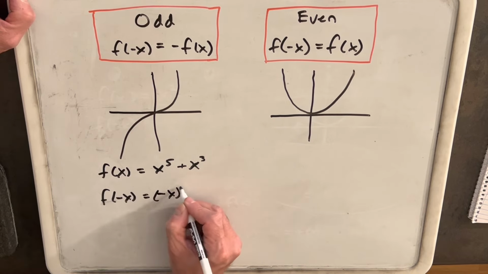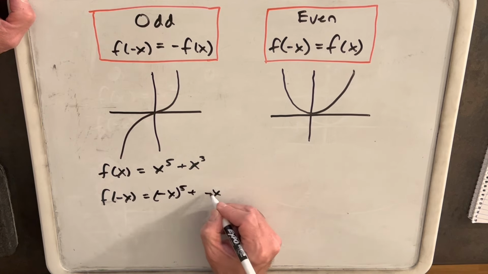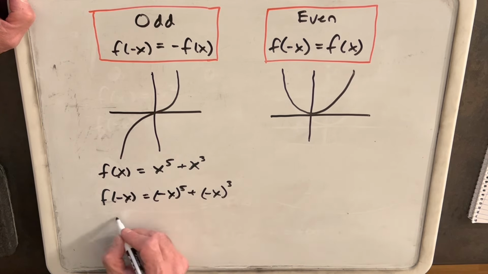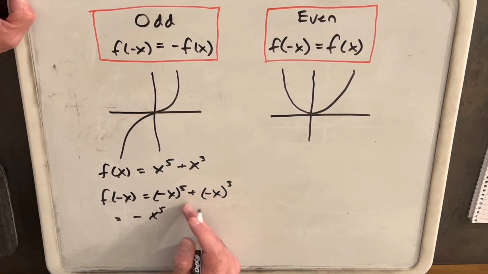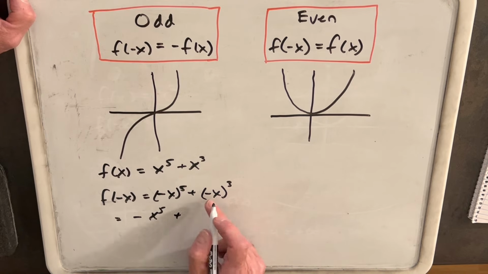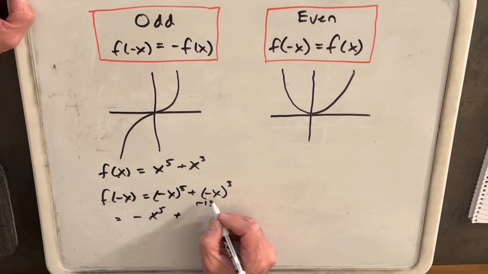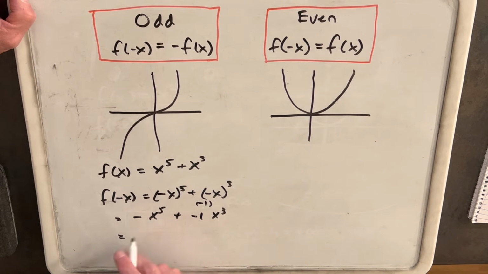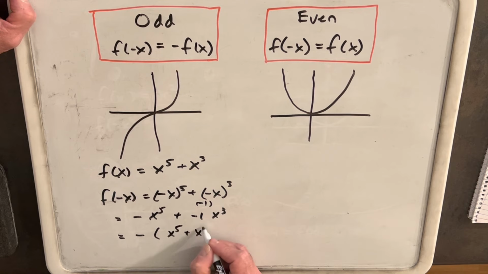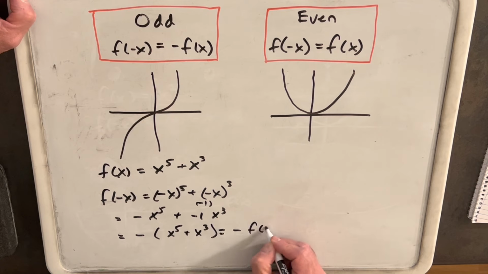So we'll have minus x to the fifth plus minus x cubed. This is going to be minus x to the fifth, just getting the fifth, raising that to the fifth power. Same thing, if you could separate, like, write this as a minus 1. If we cube that, this is going to be minus 1 x to the third. So what we could do is we could factor out a minus 1 and write this as minus x to the fifth plus x cubed. But you notice that's actually just minus f of x.